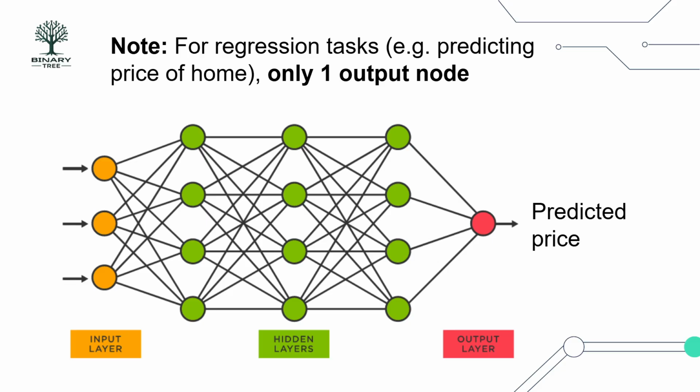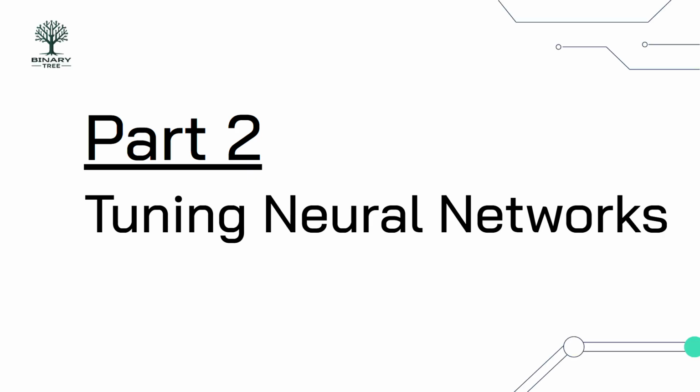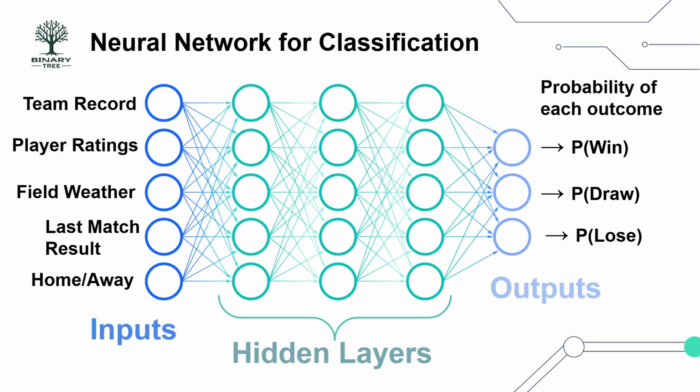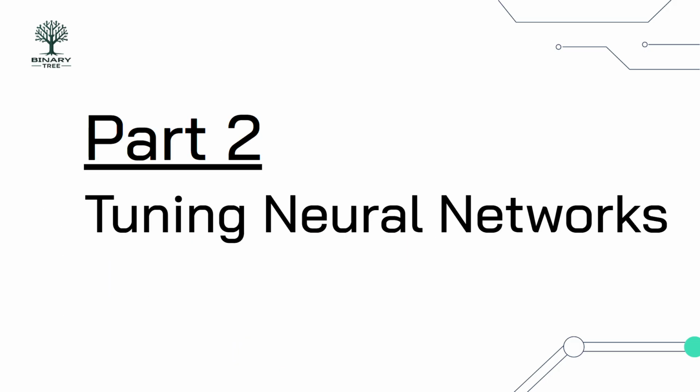For regression tasks, remember we only have one output node because we're just predicting a number. But for classification, we have multiple, like 3. It could be even more, because there can be many more than just 3 categories.